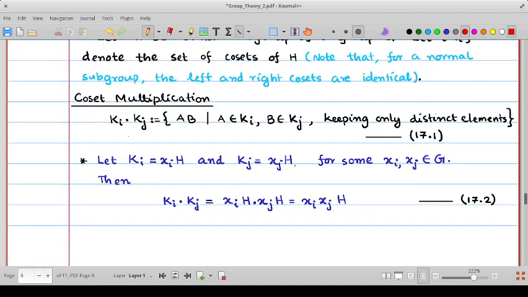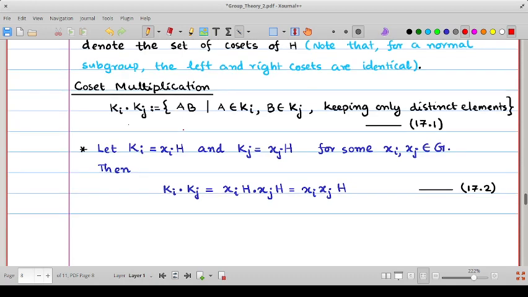Then we define the coset multiplication. Consider two different cosets Ki and Kj. Then we define a new set with elements given by the product AB, where A is an element of the coset Ki and B is an element of the coset Kj. And remember, unlike in the class multiplication, here we keep only distinct elements. So if a particular element appears twice in this product, we will keep it only once. And this is the difference between the coset multiplication and the class multiplication.